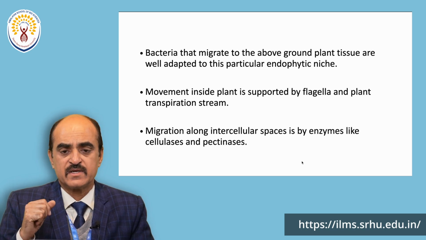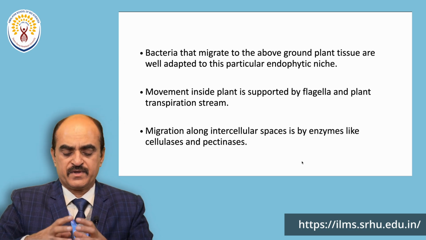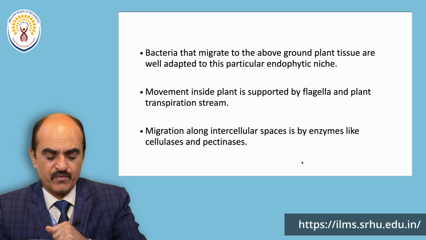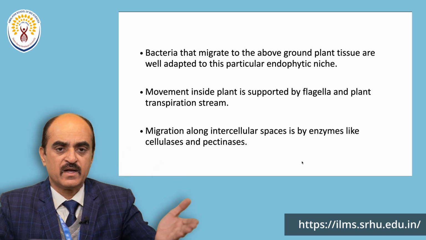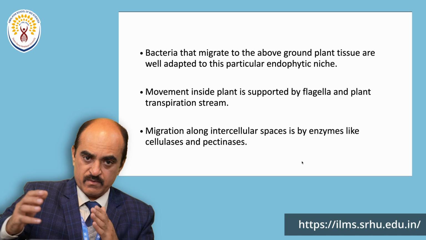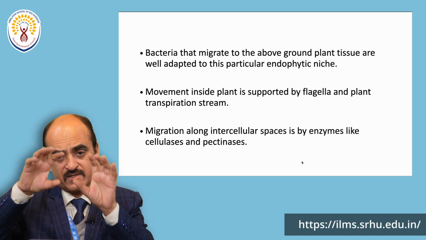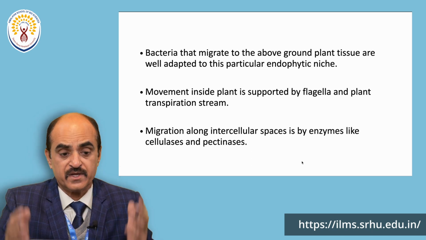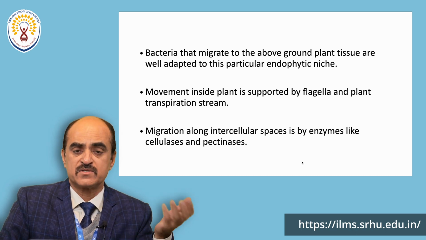So the bacteria that migrate to the above ground plant tissues are well adapted to a particular endophytic niche. Let us understand one thing: some of the bacteria are present in the root. It means they are comfortable in that particular niche of the root section. Some of the endophytic bacteria have moved from root to the stem, to the leaves, to other parts of the plant. It means they are mobile, maybe for some reasons. They have moved with the moving water, with flagella, etc. And when they settle in their particular portion, they are comfortable and have created their own niche. So movement inside the plant is supported by flagella and the plant transmission system also.